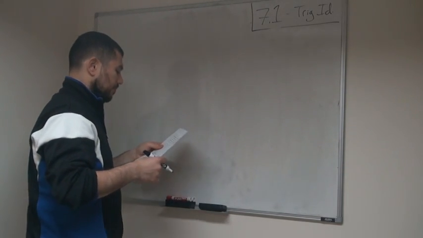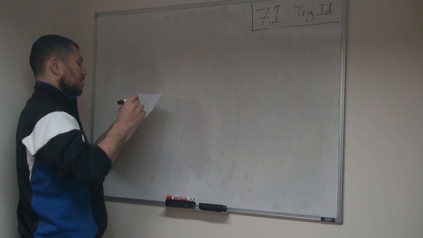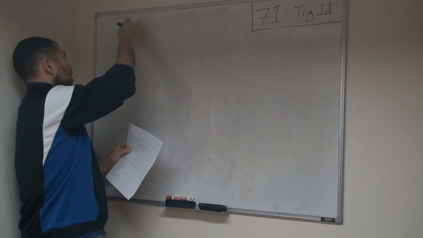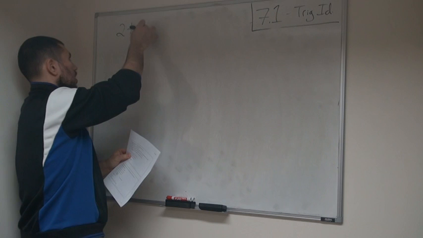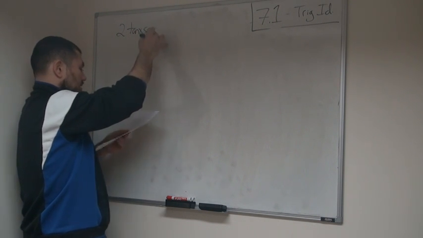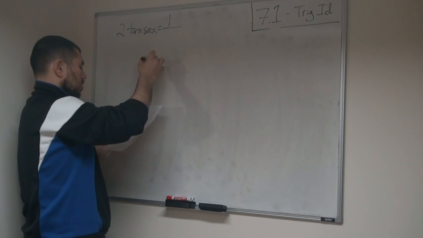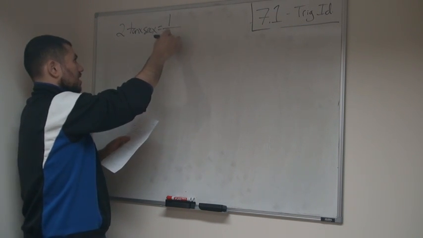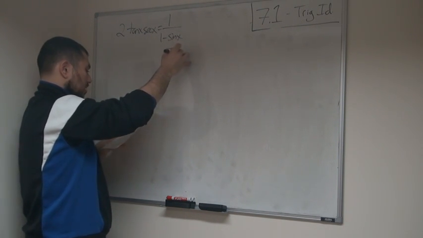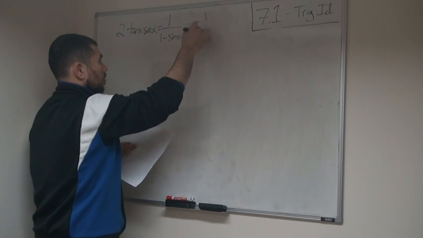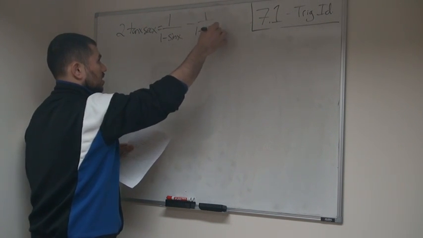Next problem. Verify that 2 tan x secant x equals 1 over 1 minus sine x minus 1 over 1 plus sine x.